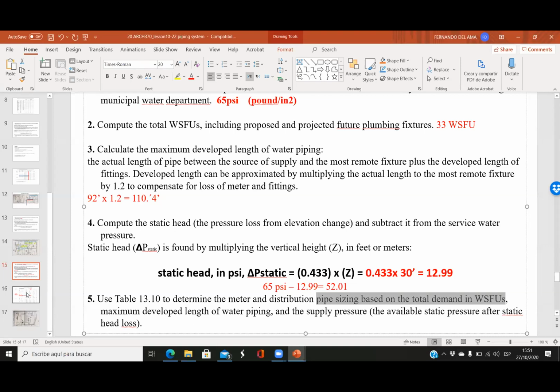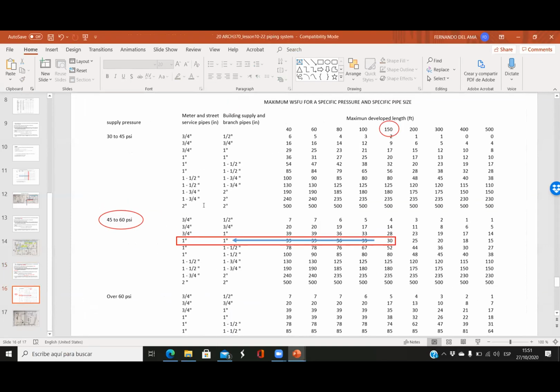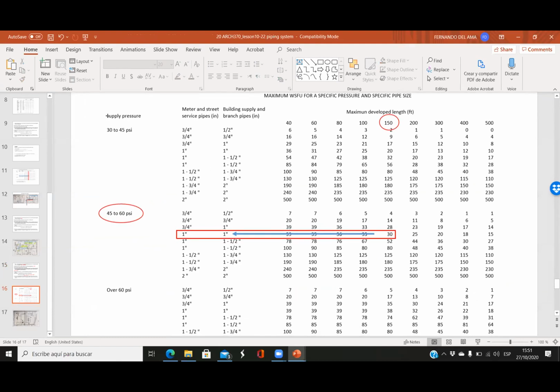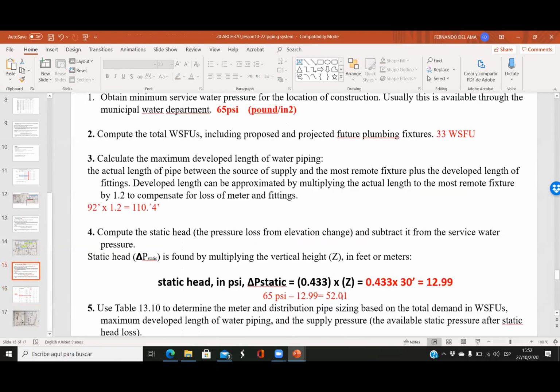So let's do it. This is the table that we have to use. Here we have the supply pressure, and here we have the maximum developed length, and these are the numbers that we have to calculate. So first, the supply pressure. What is the supply pressure? This number, it's 52. It's the surface water pressure minus the pressure loss. So the result is 52.